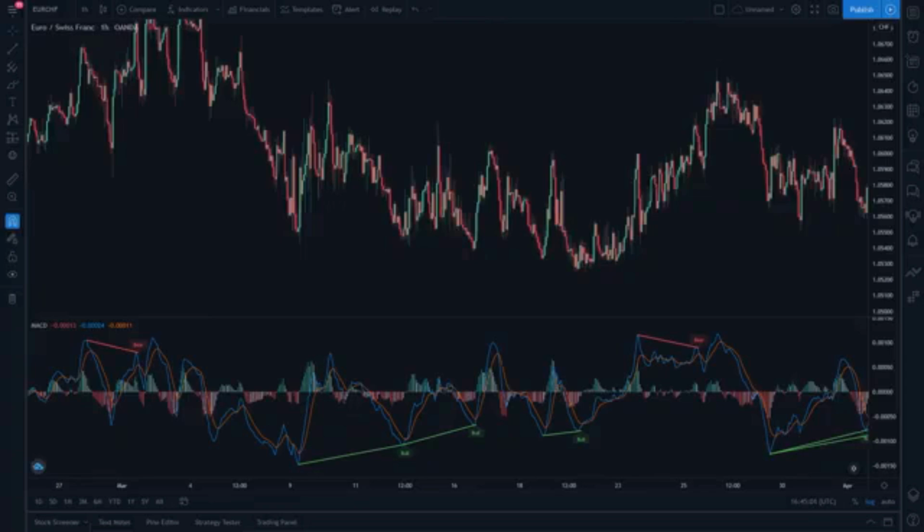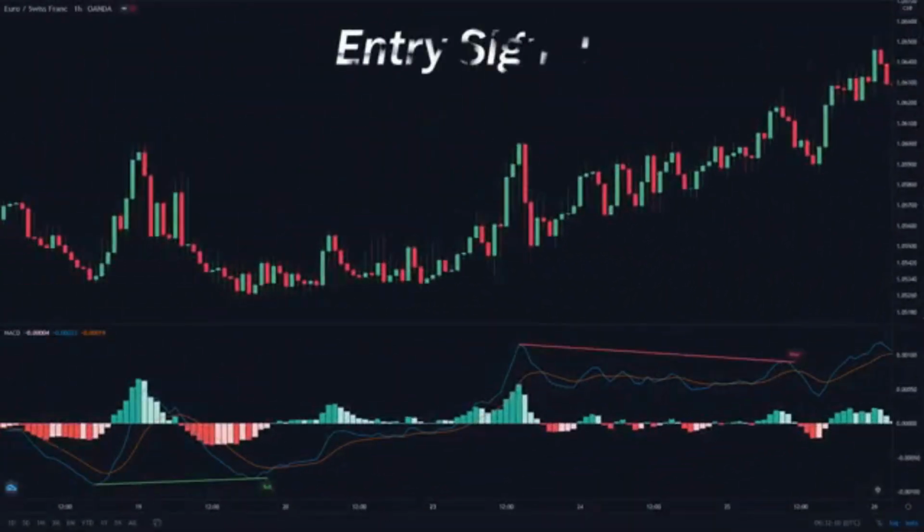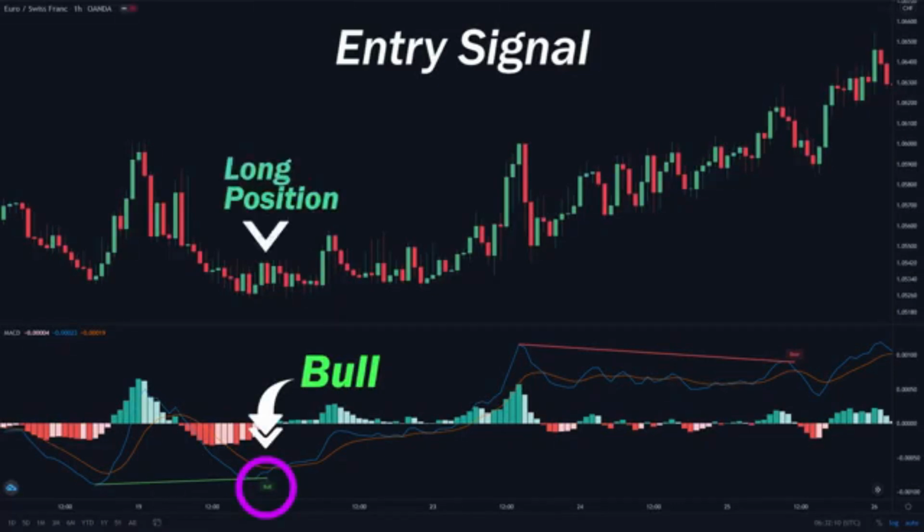So here's how I'm going to backtest this strategy. For my entry signal, I am going to go long or short based on the signal. If the signal is indicating a bull sign, it means I'm taking a long position.